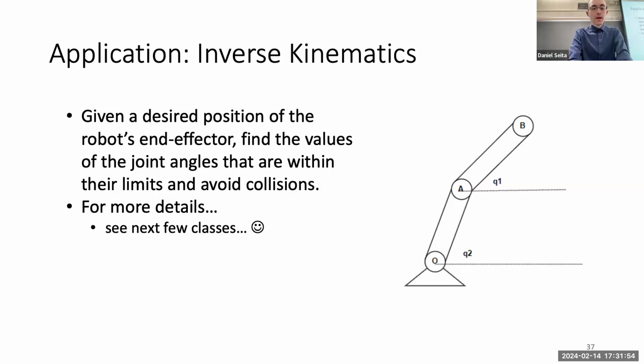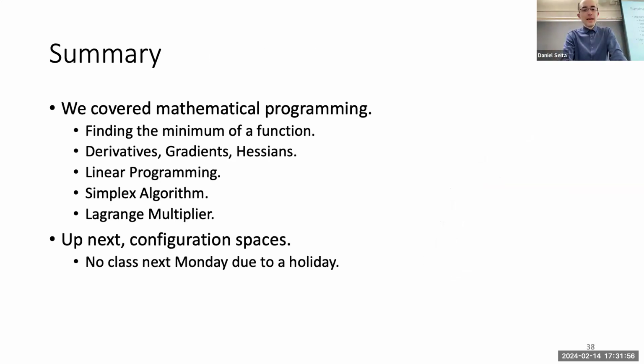All right, so a quick summary of today. We covered some basics of math programming: finding the minimum of a function, derivatives, gradients, Hessian, a little bit of linear programming, the simplex algorithm, and the Lagrange multiplier. Coming up next, we will cover configuration spaces. That's a very fundamental topic in robotics, so it is extremely important to know.